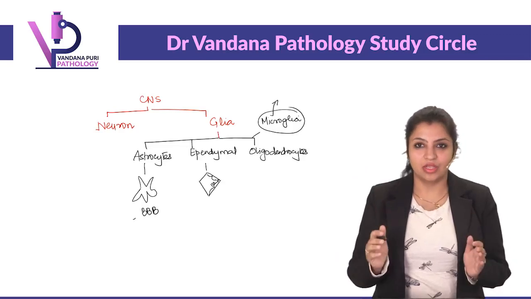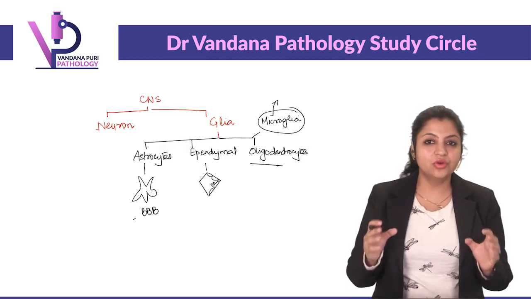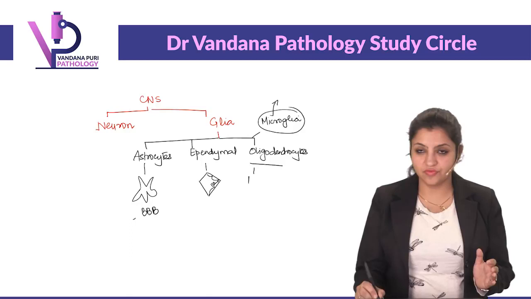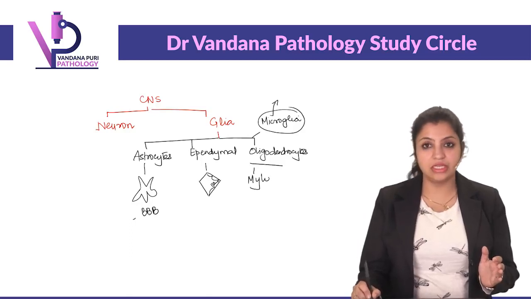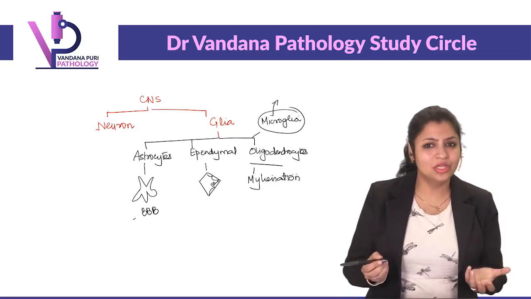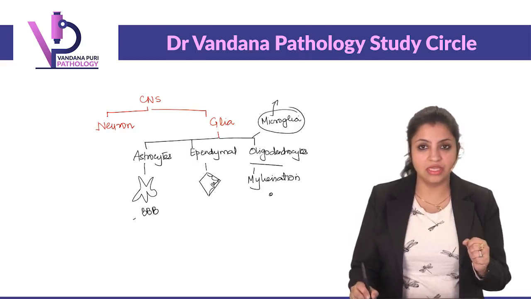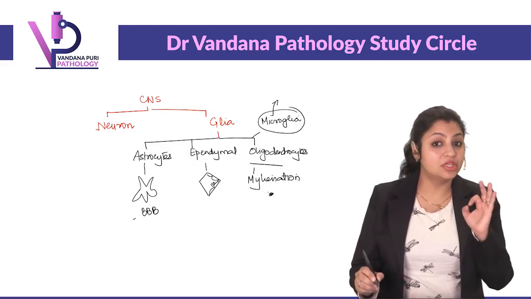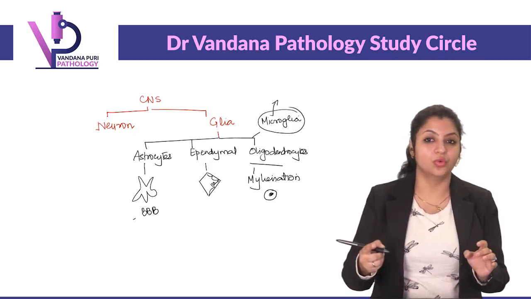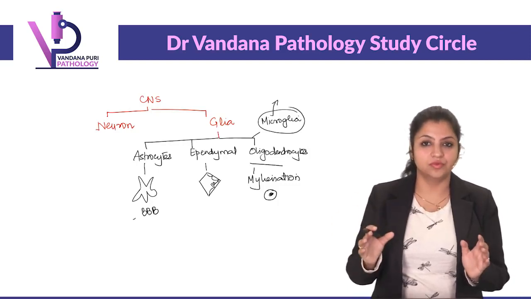Now we come to the third cells, that is oligodendrocytes. The main function of oligodendrocytes is myelination. How do oligodendrocytes look? They are lymphocyte-like cells, but the peculiarity of oligodendrocytes is that they have a very peculiar perinuclear halo.